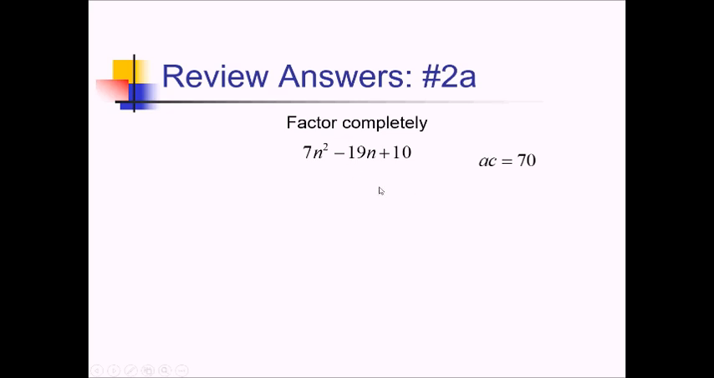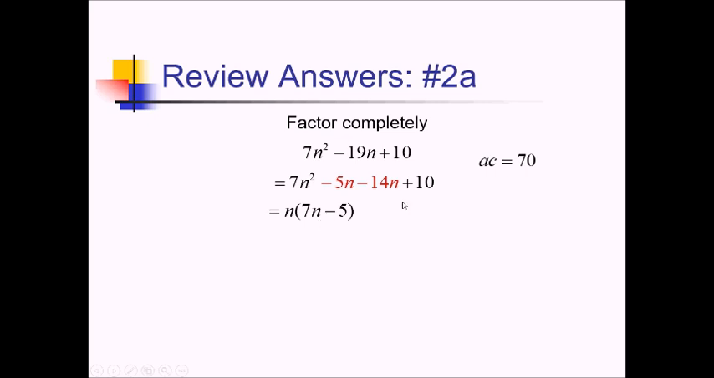Once you've found the numbers, you're going to split up that middle term into those numbers, each with their own variable. So this becomes minus 5n minus 14n instead of 19n. And now once you've got 4 terms, you can factor this by grouping. To review how to do that, you take a look at the first 2 terms and take out a common factor from that. So n can get factored out of those 2. That'll leave us with 7n minus 5.